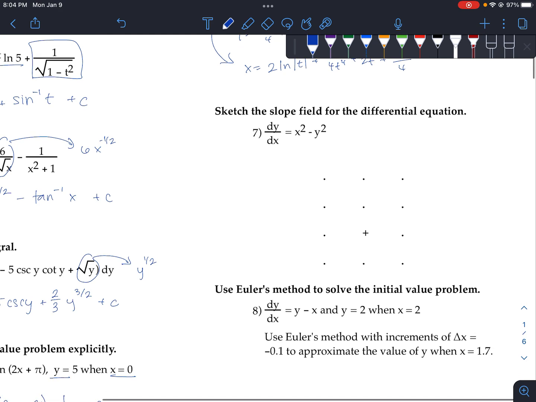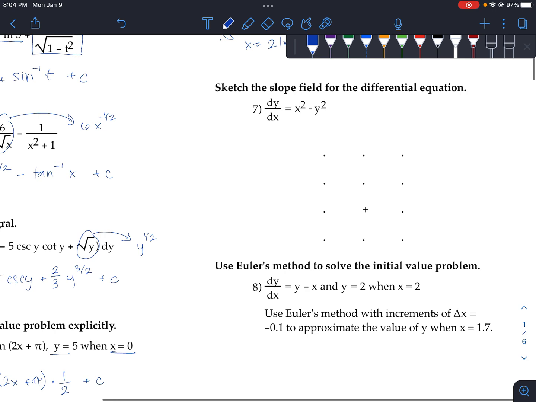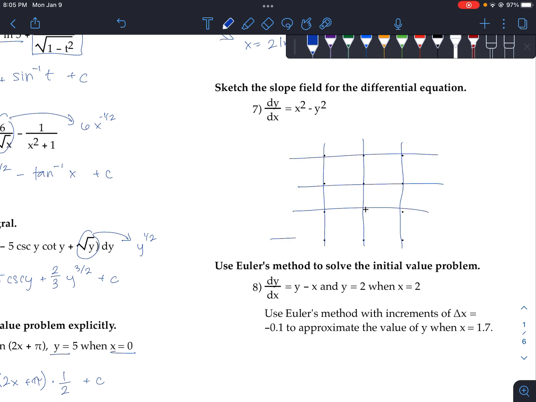Alright, slope fields. dy over dx is equal to x squared minus y squared. Just so you guys know, this is to represent a grid, where this is the origin 0, 0. This will be -1 for x, 0 and 1 for x. This would be 2 for y, 1 for y, 0 for y, -1 for y. Just so you guys know. And it wants us to generate a slope field.